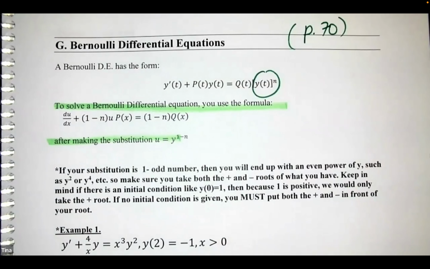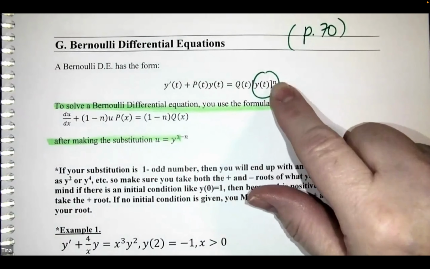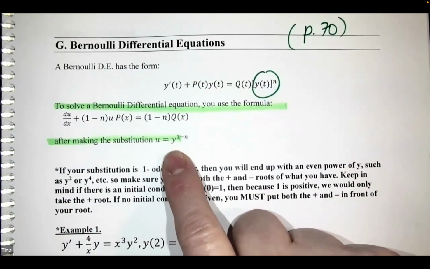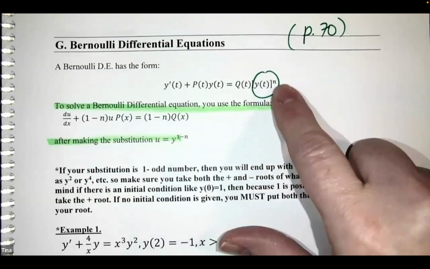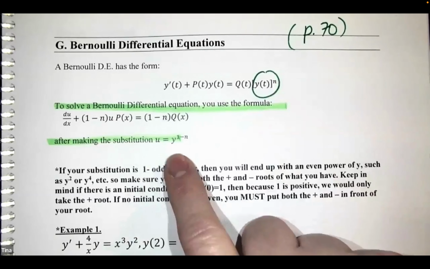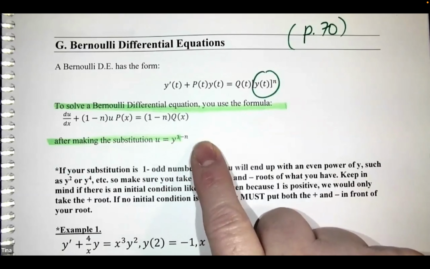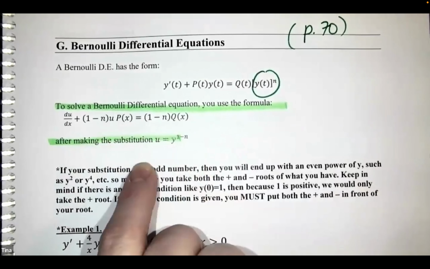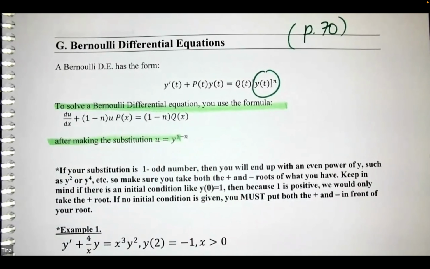u is y to the 1 minus n, where n is this exponent here. So if n is a 7, then your substitution is u equals y to the 1 minus 7. If n is 3, then u is y to the 1 minus 3. And this is the equation that you're going to solve, so you do need to memorize this. du by dx plus 1 minus n times u p of x equals 1 minus n times q of x.